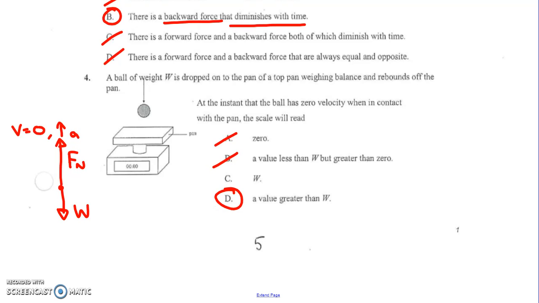So these two choices, conceptually, since we know it's accelerating up, we can eliminate. And the reason C is not the case is that we know it's not the first two choices because it has to be at least equal to W, but the reason why it's not W as well is because it has to accelerate up.